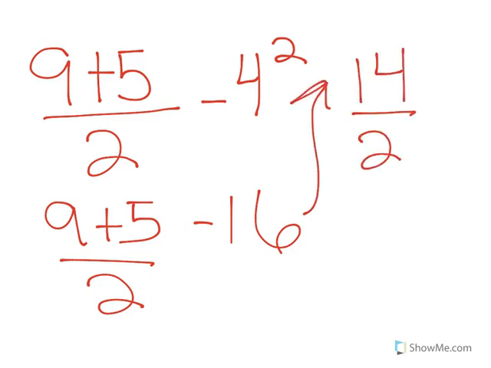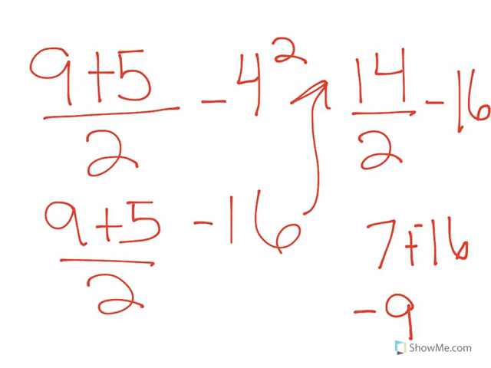14 divided by 2 minus 16. So 14 divided by 2 gives me 7. 7 minus 16. Oh, we have to go back to our rules of integers. Keep, change. So 7 plus negative 16. Hopefully you got 9 and you realized it was negative 9.